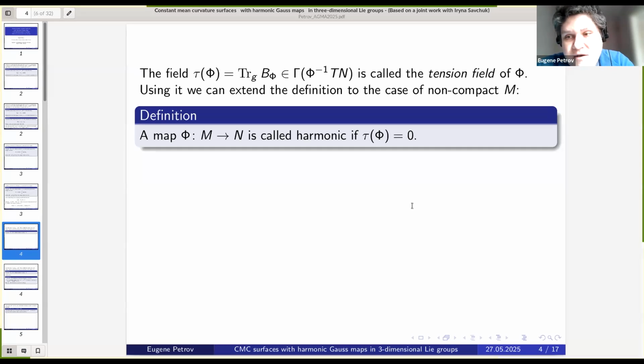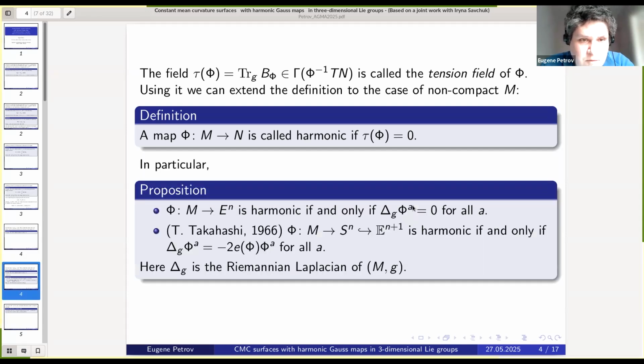We can even define the harmonicity at a point, in the same way as minimality, when at this point the tension field of this map equals zero. And in particular, it's well known that a map to Euclidean space is harmonic if and only if its coordinate functions are harmonic with respect to the usual Laplace-Beltrami operator. And so this partially explains the name.